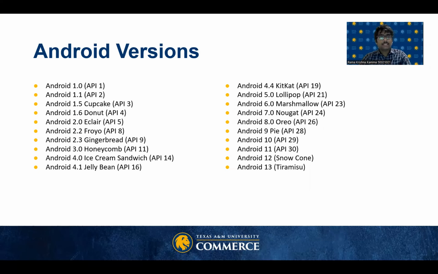Let us consider the Cupcake version of Android, that is Android 1.5. In that, they made significant improvements, such as location preferences and GPS. For Android 1.6, the Donut version, they did work on tones, text input, and browsing.